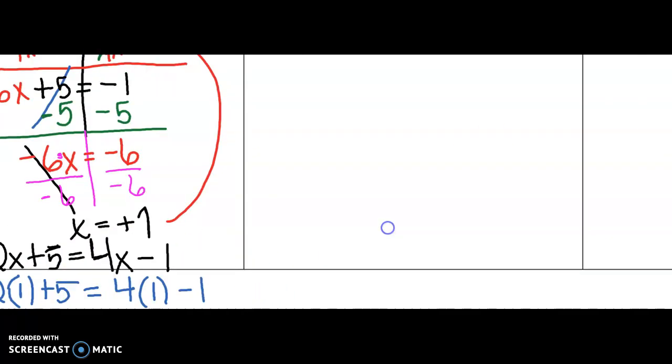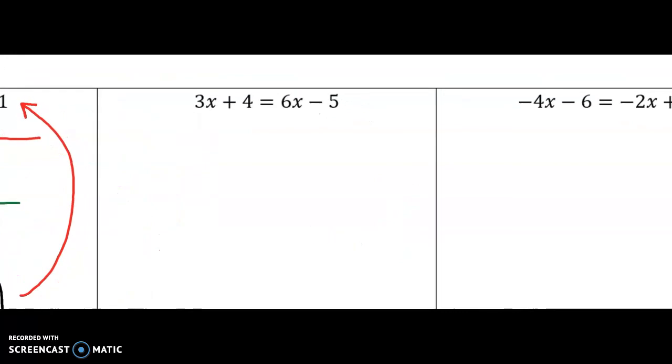So let's go ahead and try another example. This is our second one. Make sure you write it down. 3x plus 4 equals 6x minus 5. Again, I'm going to move everything to the right. And by everything, I mean move the variable. Maybe I'll write that down. Move.